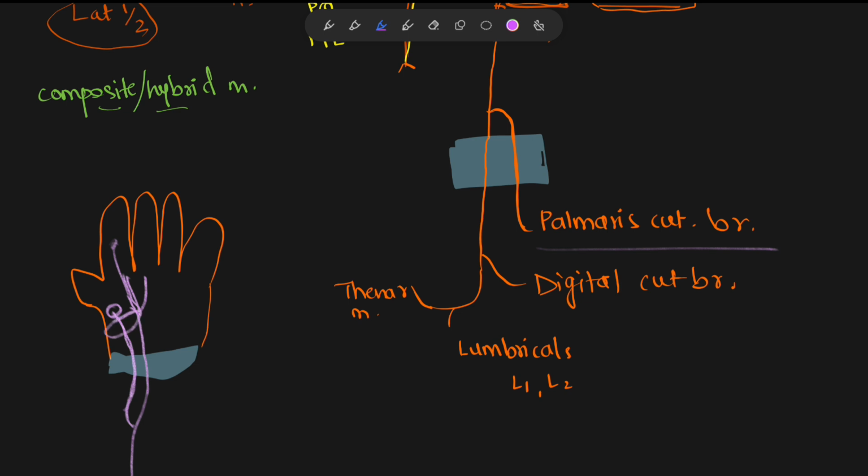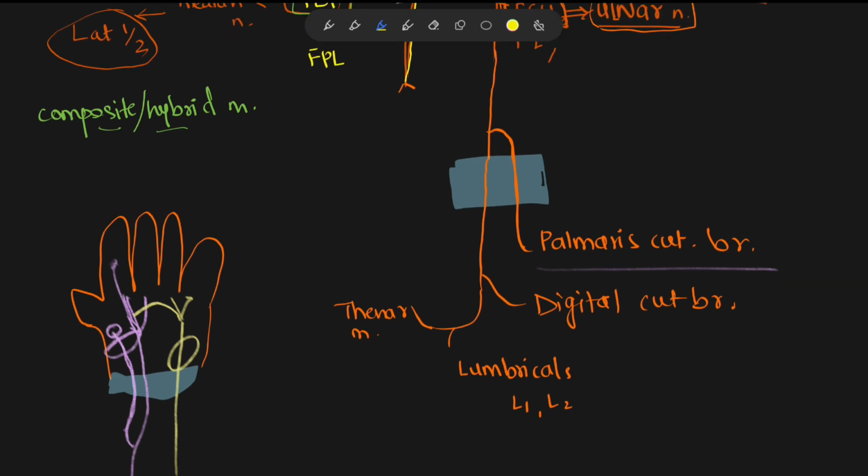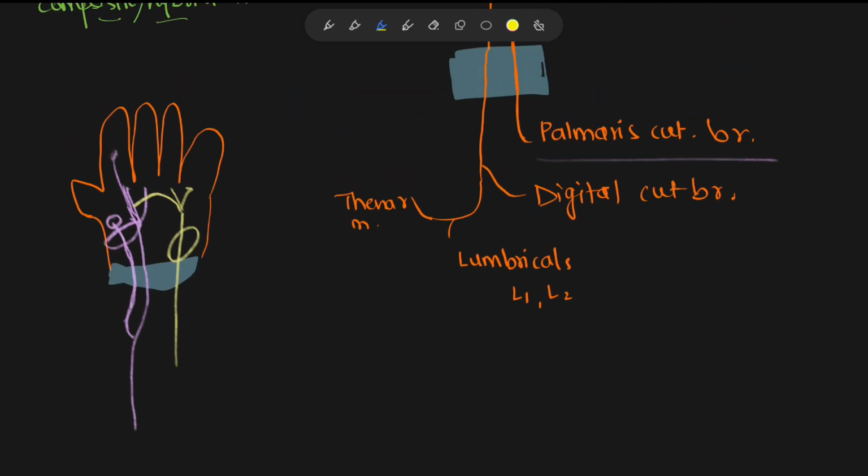Here is our thenar group of the muscles except adductor pollicis. Why adductor pollicis? Because the ulnar nerve will come like this. It will give the hypothenar group, L3, L4, and then the dead end, that is the graveyard of the ulnar nerve. Which muscle is the graveyard of the ulnar nerve? Yes, the adductor muscles. Okay, so like this it will come.